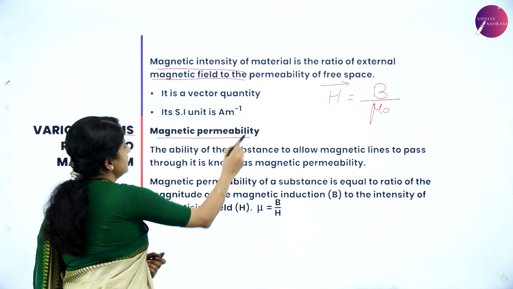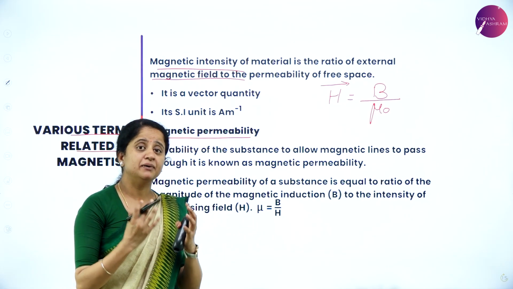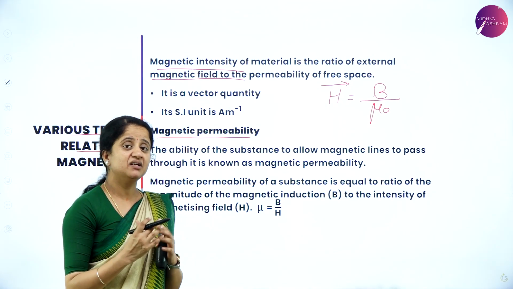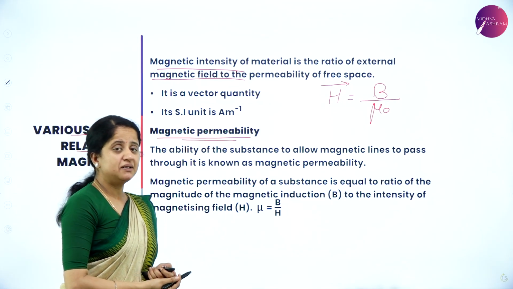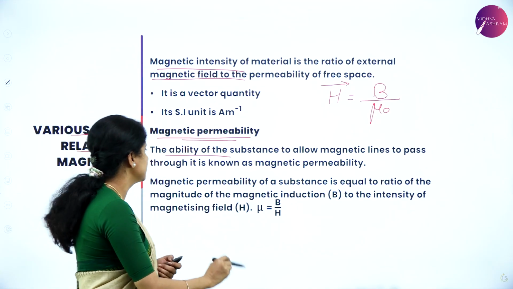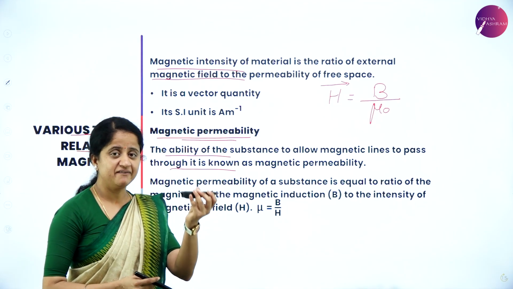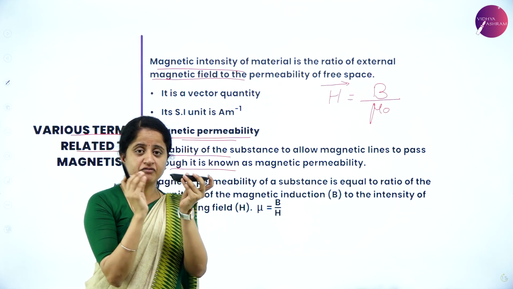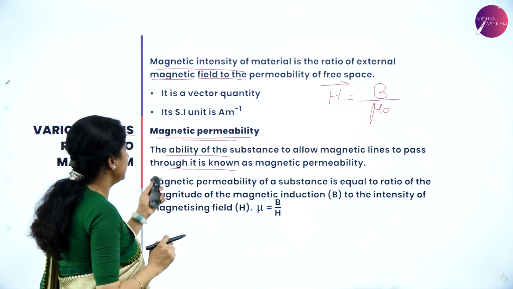The next term which is very important to understand is magnetic permeability. We are familiar with the term permittivity: permittivity of free space, permittivity of a medium. We have learned this in electrostatics. In magnetism, we have a term, magnetic permeability. The ability of a substance to allow the magnetic field lines to pass through it is called magnetic permeability. Which means, if I have a substance, what is the number of lines passing through it? The ability of allowing the number of field lines to pass through a surface is called magnetic permeability.